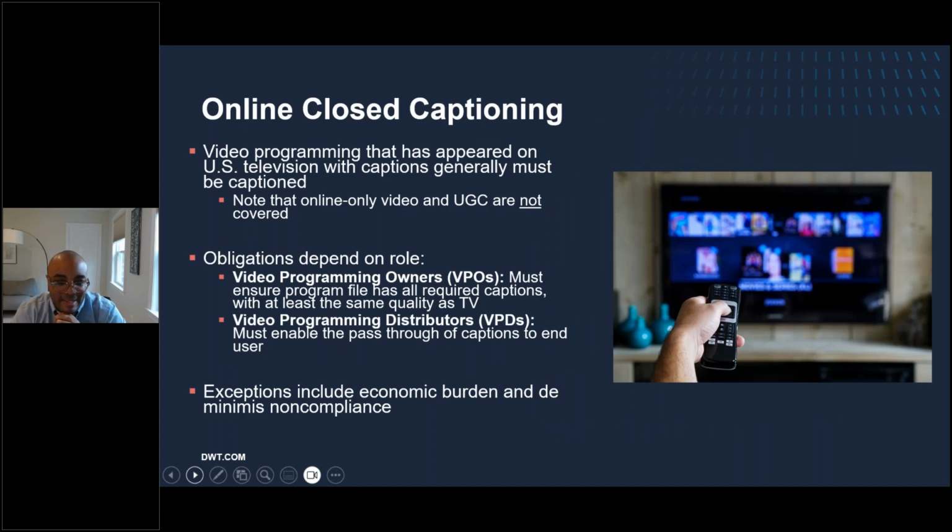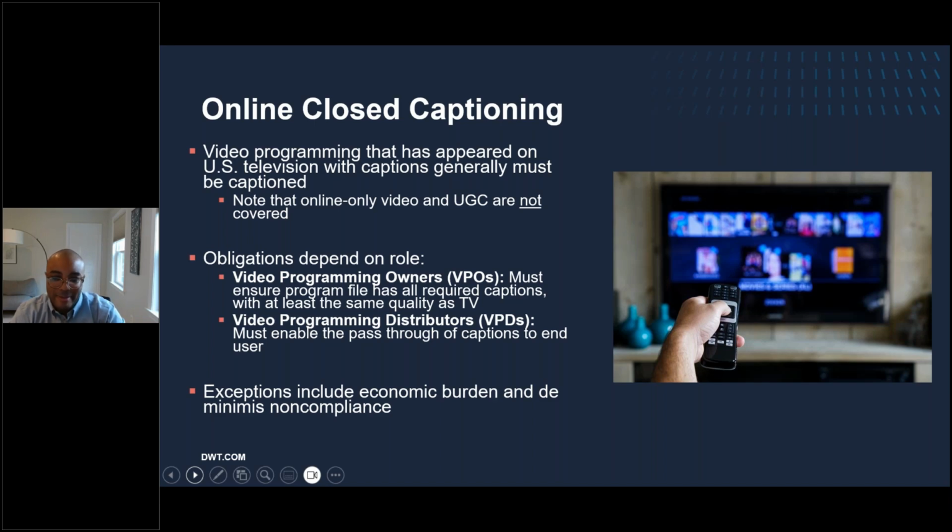So another area that's covered by the CVAA is online video. And so video programming that has appeared on U.S. television, meaning sort of like broadcast, cable, or analogs of those. So any video programming that's appeared on U.S. television with captions generally has to be captioned when relayed online. I stress the television part because online-only video and user-generated content are not covered.